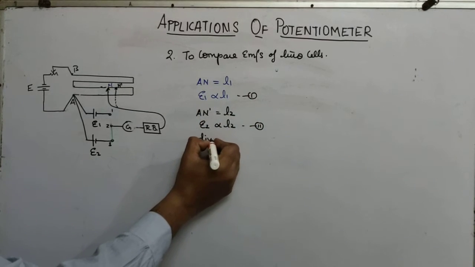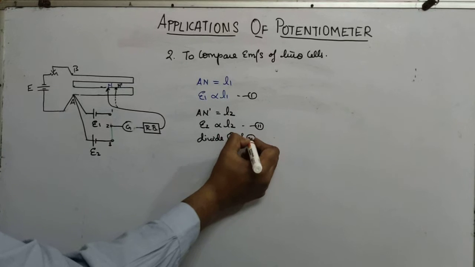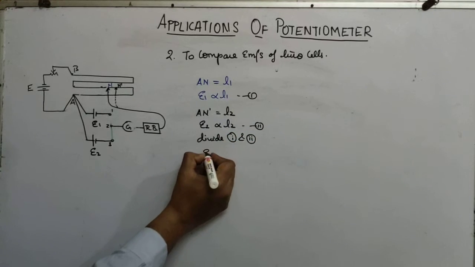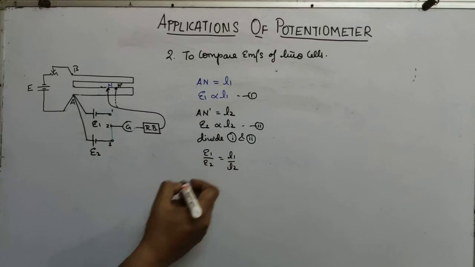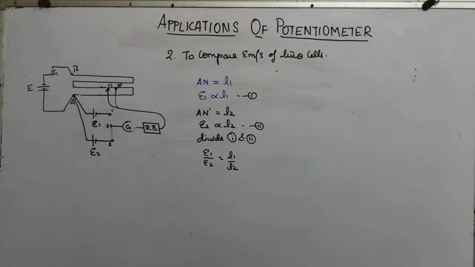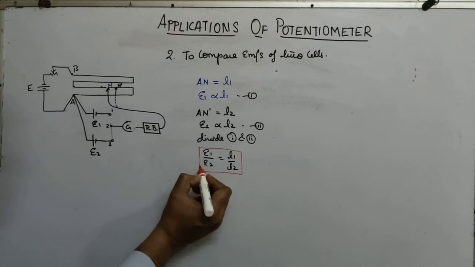Now when I divide expression 1 and expression 2, I get E1 upon E2 equals L1 upon L2. And this is how we can compare the EMFs of two cells.